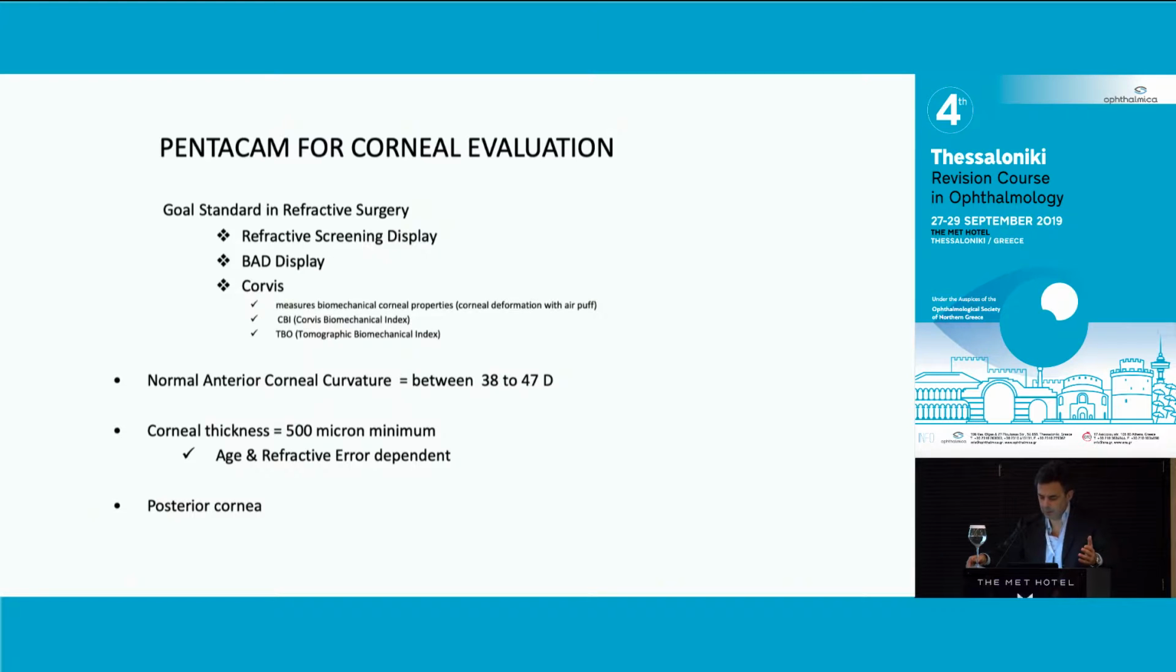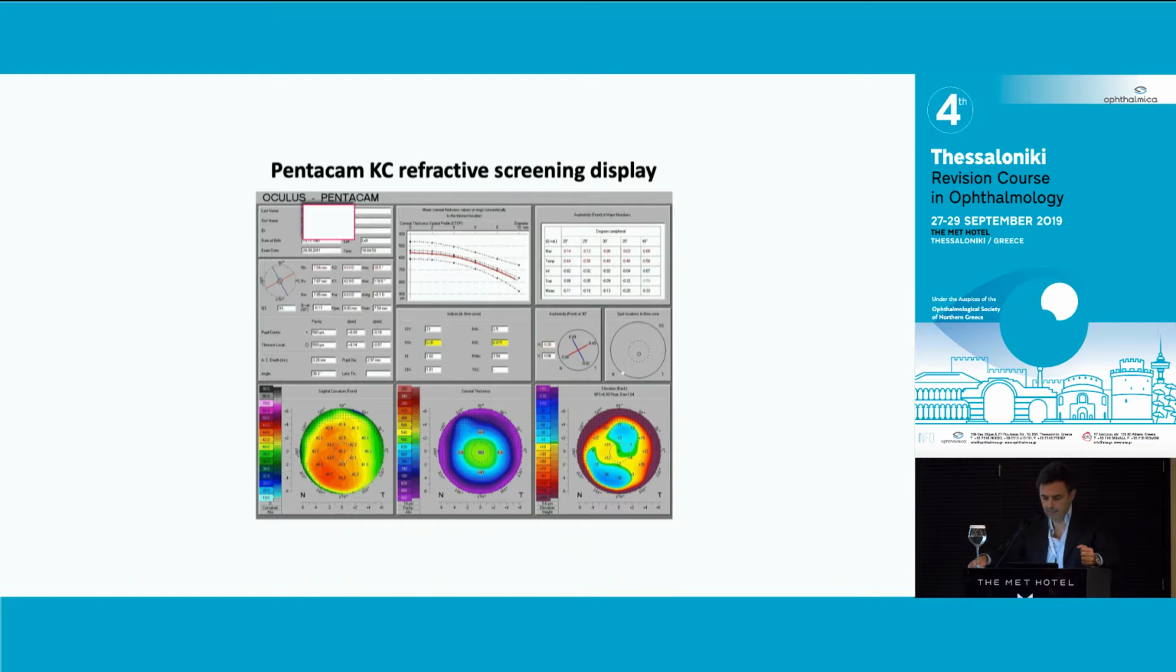Corneal curvature: look at the normality, look at the thickness, and look at the posterior cornea. This is a typical example of a Pentacam. I always like to look at the refractive display because it shows me if there is any abnormality and if there is any forme fruste or subclinical form of keratoconus.